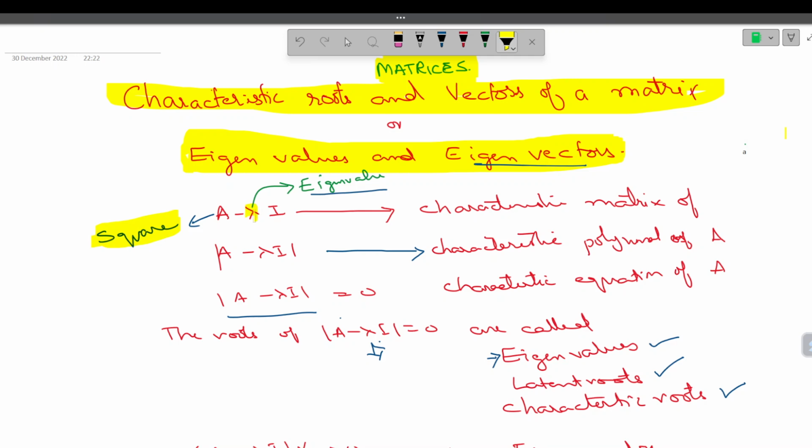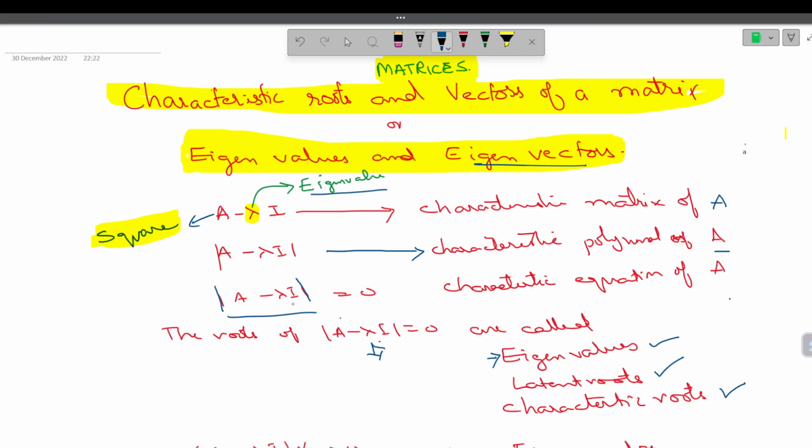We take A minus lambda I. Lambda is called the eigenvalue we are going to find. A minus lambda I is called the characteristic matrix of given A. The determinant of A minus lambda I is called the characteristic polynomial of A. Determinant of A minus lambda I equal to 0 is called the characteristic equation.